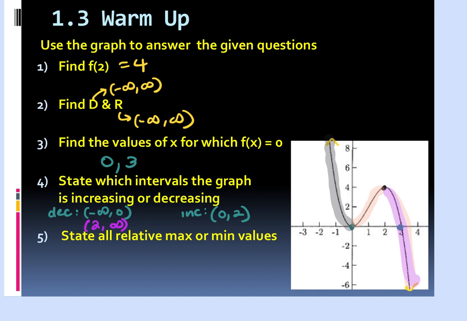It's fine. All right, and then 5 says to state all the relative max or mins. Remember, this is anywhere your graph changes direction. So at 0, 0, it's going down and coming back up again. That's going to be a min. And at 2, 4, it's going up and coming back down again. That's going to be your max. There was only one of each on this graph, but remember, if it does it more than once, you need to include all of them.